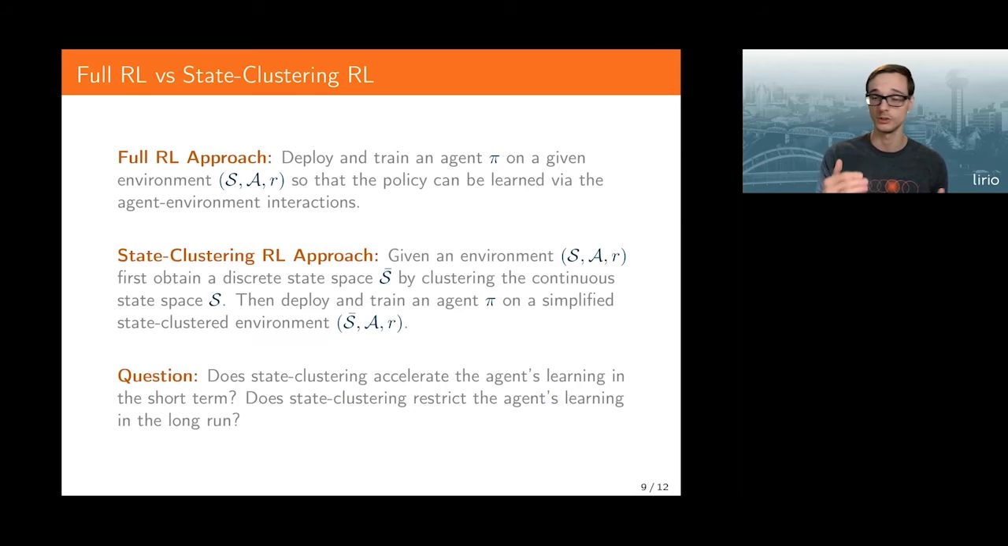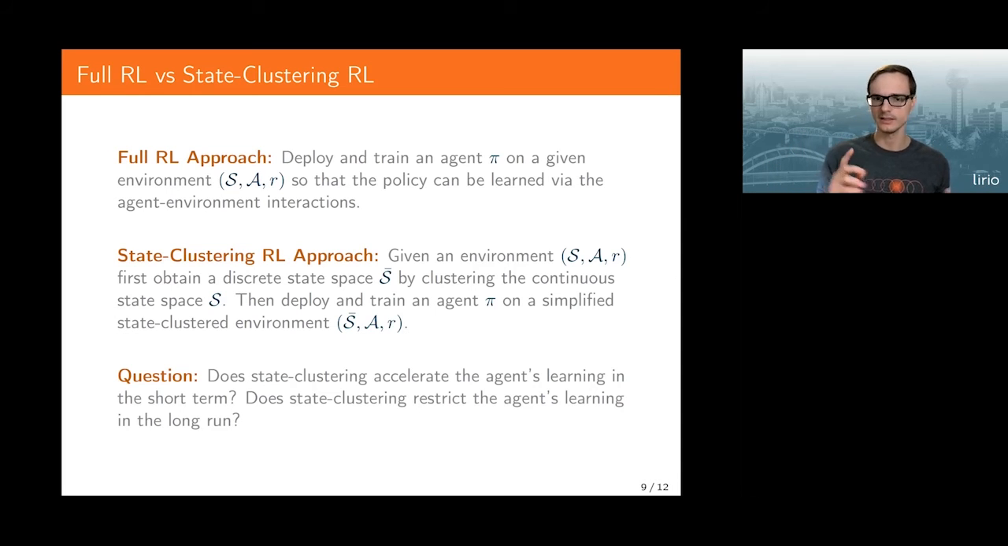And that's where you have environment, but you first cluster it to obtain a low dimensional discrete state space S bar, and then you deploy your agent on this simplified environment S bar. And the logic here is that this environment should be easier to learn. And of course, that by itself brings a lot of questions. Most notably, is this a worthy trade-off? But more specifically, we're pursuing two questions.